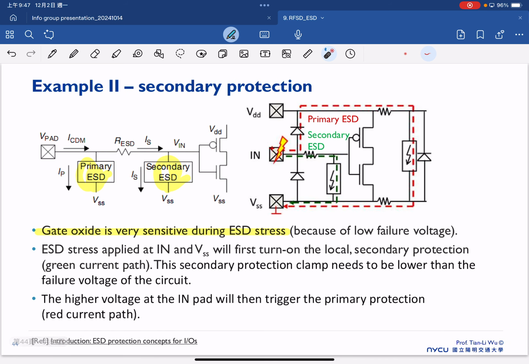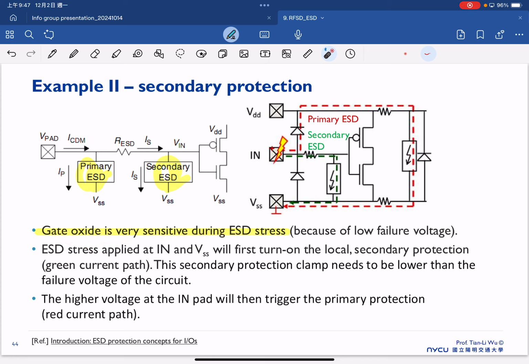And sometimes, because our gate oxide is very sensitive during ESD stress, because our oxide is always very thin. As we already mentioned, the ESD voltage can be up to several thousand volts if an ESD event happens. And usually our oxide only has a breakdown below 50 volts, sometimes below 20. Even in advanced CMOS, the oxide only has a breakdown below 10 volts here. So the gate oxide is always very sensitive during ESD stress here.